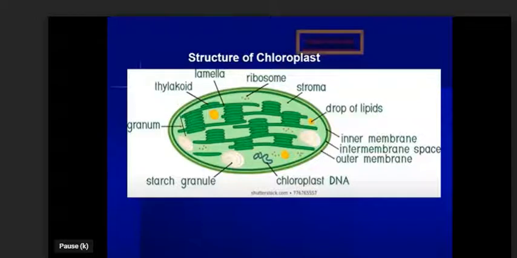This disc shape has two important layers: this is the first layer and this is the second layer. The two layers are made up of lipids and protein. So, inner membrane and outer membrane.